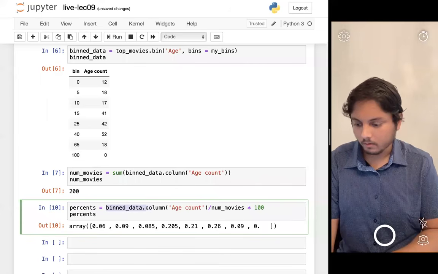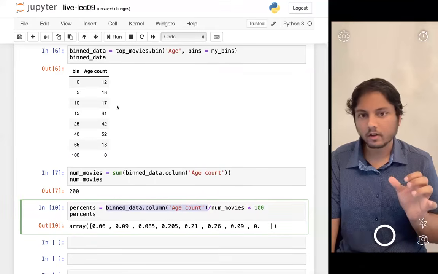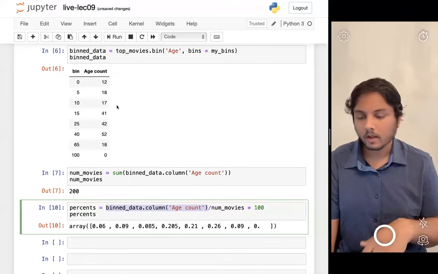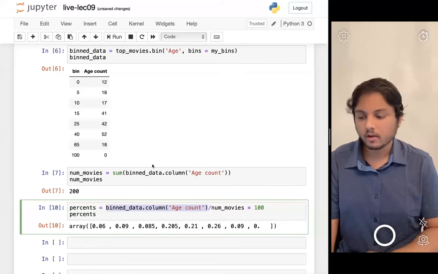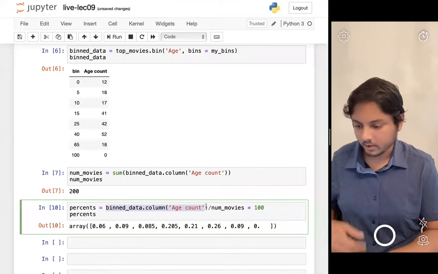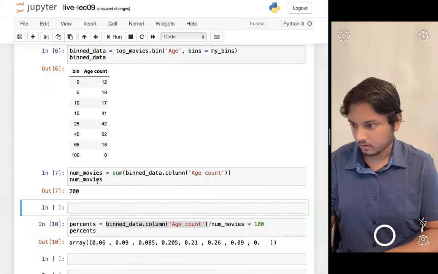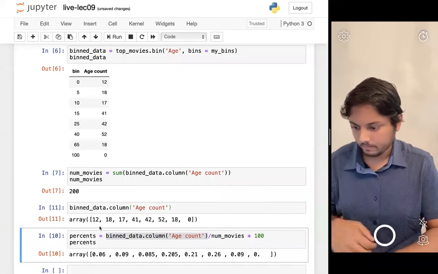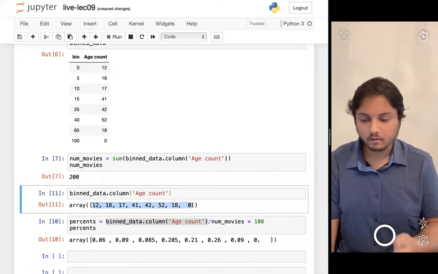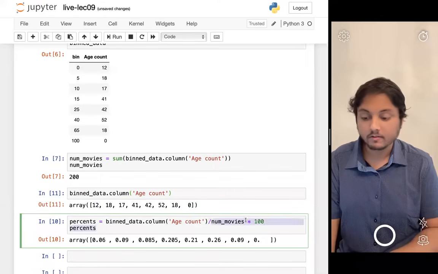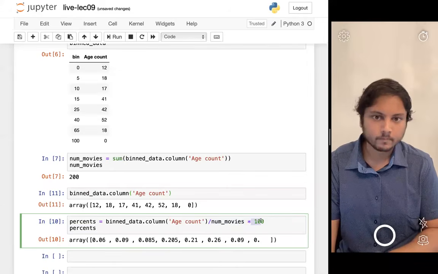And so bin data.column, I saw a question about this. What does this do? Bin data.column age count is going to take just this age count column and convert it into an array. And so once we have it as an array, then we can do mathematical computations on it. So bin data.column, I'll just actually show you what this has, so you can see it. So this has the data in that column in an array form. And once it's in an array form, then we can do things like divide by a number, multiply by a number. That's why we do that.